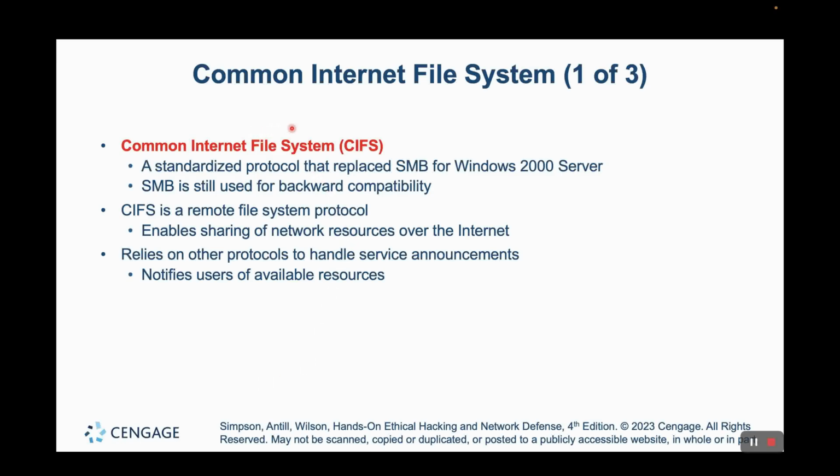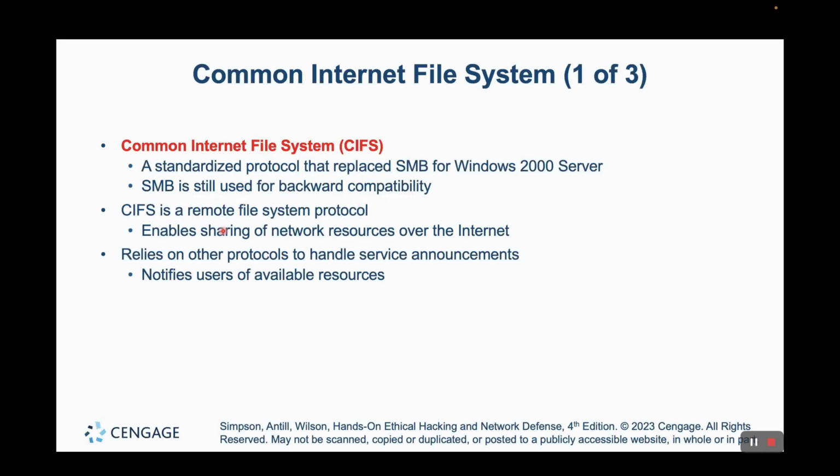Now let's look at the Common Internet File System. Think about this as a network file sharing protocol that allows users to access files and folders on remote computers as if they were stored locally. The good thing about it is that it's a cross-platform protocol, meaning that you could share files between different operating systems, like Windows, Linux, Mac OS, and it is also backward compatible.